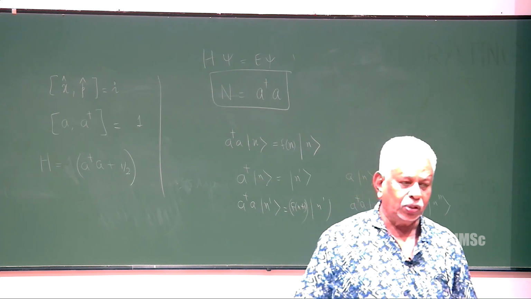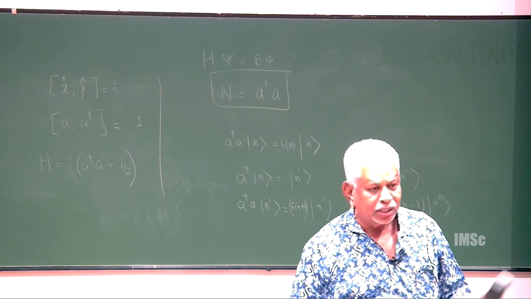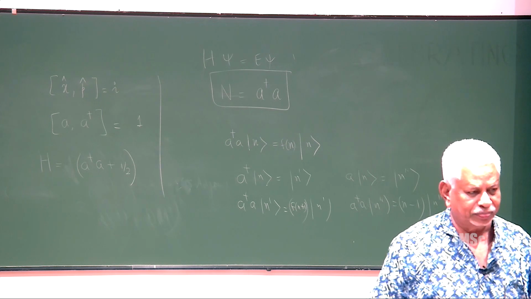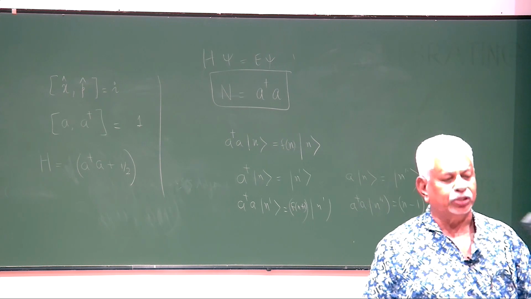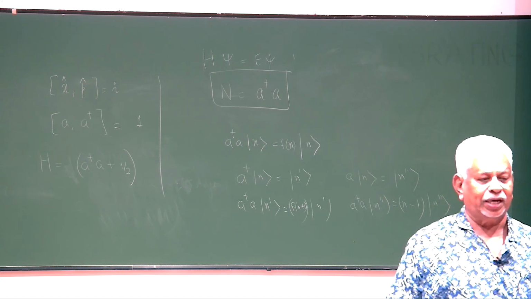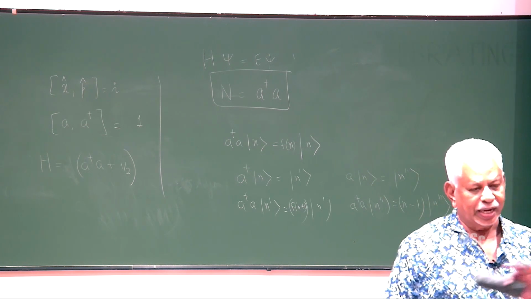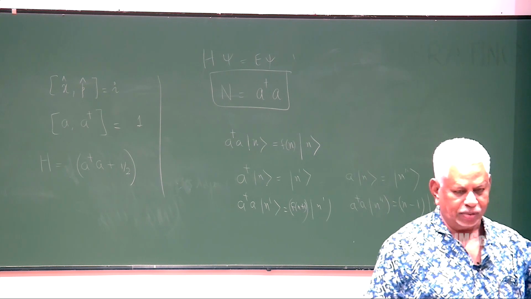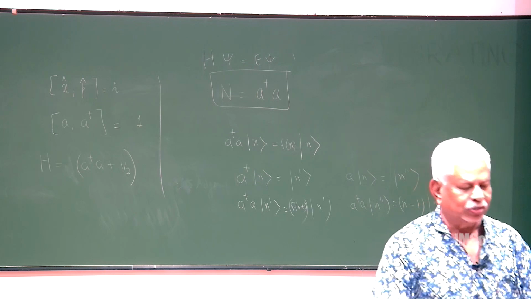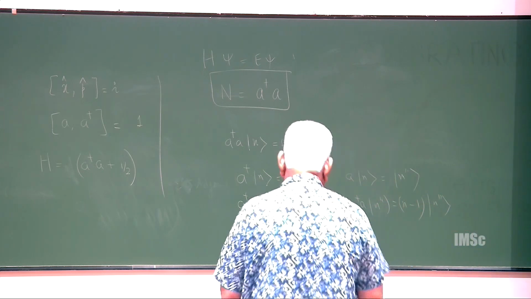But I have already told you that A dagger A, or the Hamiltonian, is always positive. It cannot have any negative eigenvalue. So it should go only to 0 eigenvalue. The lowest eigenvalue of A dagger A has to be 0. Anything below that, nothing will happen. Okay? So that is the kind of thing you have here for this problem.